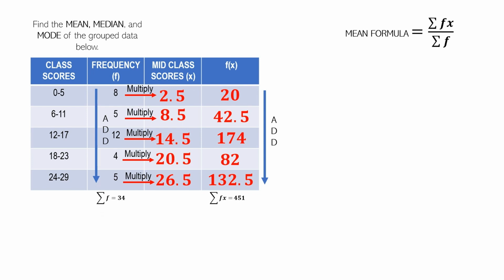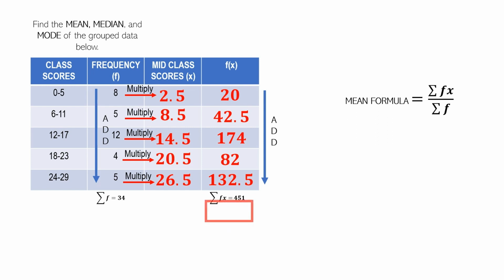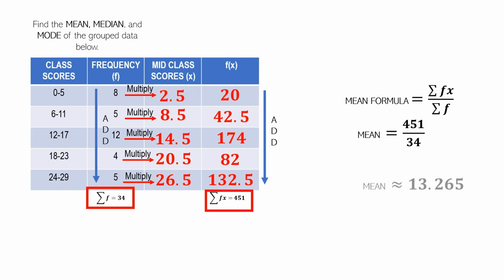Lastly, we substitute in the formula. The summation of the product of frequency and mid-class scores is 451, divided by the summation of frequency which is 34. So, 451 divided by 34 is 13.265. Round your answer to the nearest thousandths.